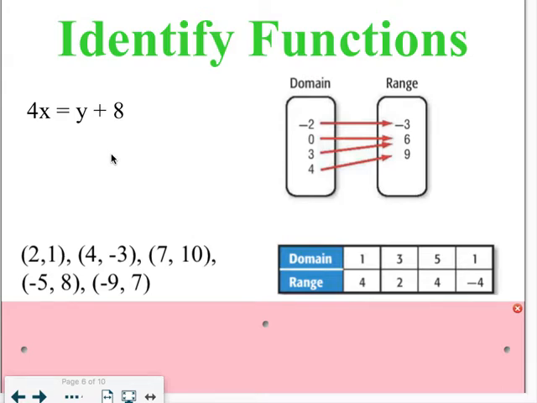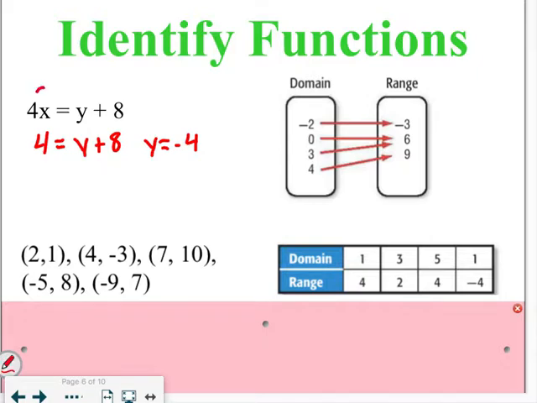Other ways to identify functions besides the vertical line test include being able to look at equations, mappings, sets of points, or a table. So if you are looking at an equation, you are looking to see if each x is going to give you a unique answer for y. One of the best ways to do this is just start testing points. So if I plug in 1 for x, I get 4 times 1 is equal to y plus 8. So that means something plus 8 is going to have to give me an answer of 4, and our answer is -4. So when I plug in 1 for x, I get an answer of -4 for y.